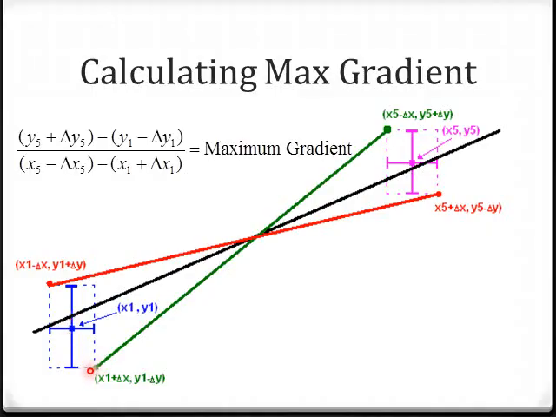All right, so how do I find the slope of this maximum gradient? Well, I've got to just find the slope from this point to this point.